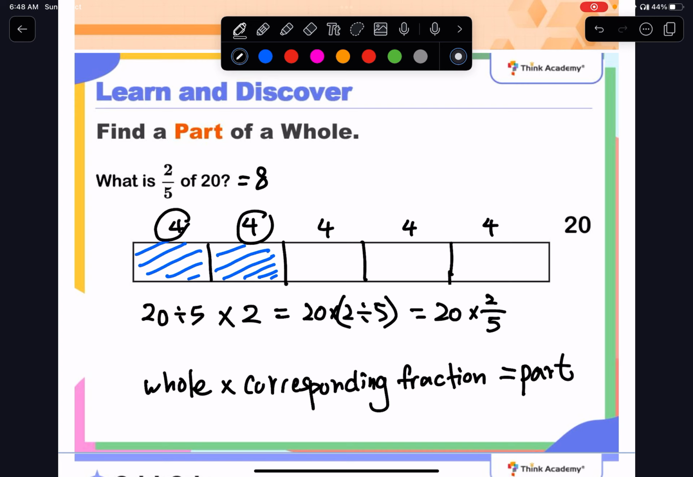And how do you multiply fractions? Basically, you do the simplification first. 20 divided by 5 is 4, and 4 times 2. You will get the answer 8 as well. Okay, it is also 8. Perfect. So there are two methods. You can either use the bar model to divide by 5 and then multiply by 2. Or if you're very familiar with fractions, you can just do 20 times 2 out of 5. Get it? So this is how we find out the part from a whole.